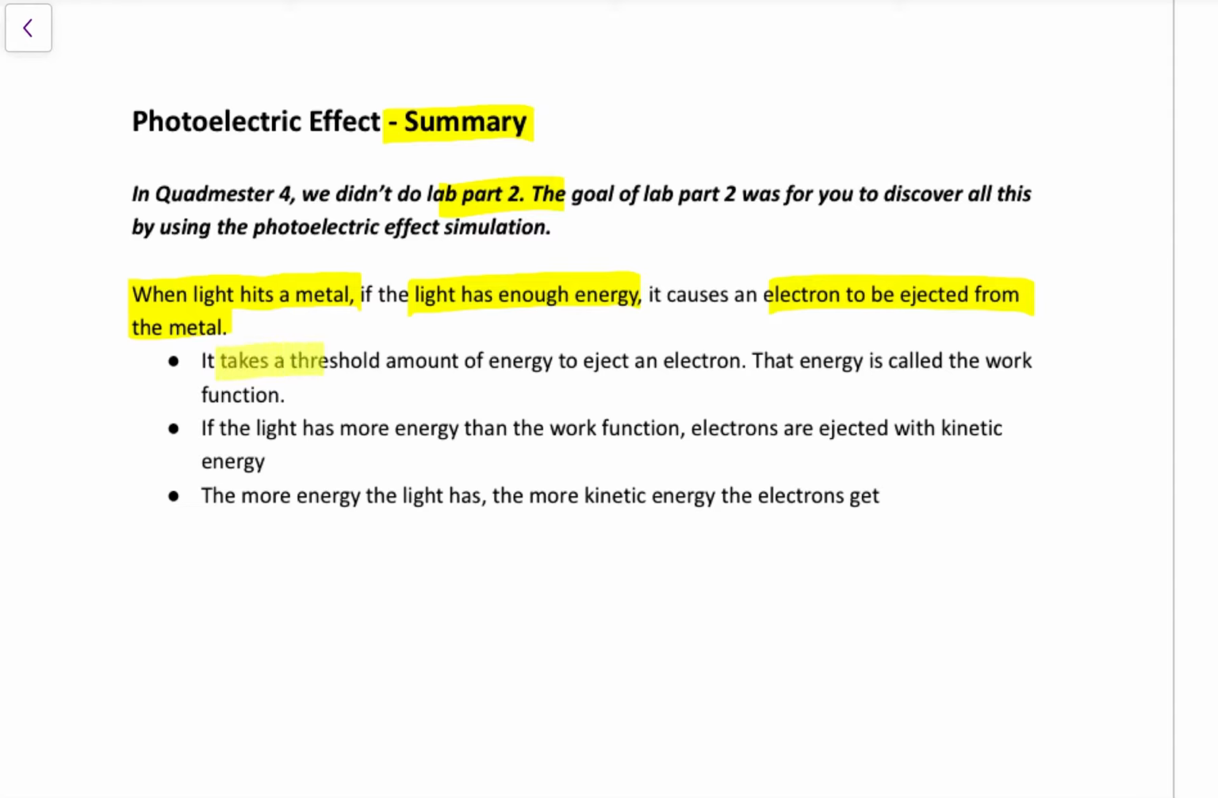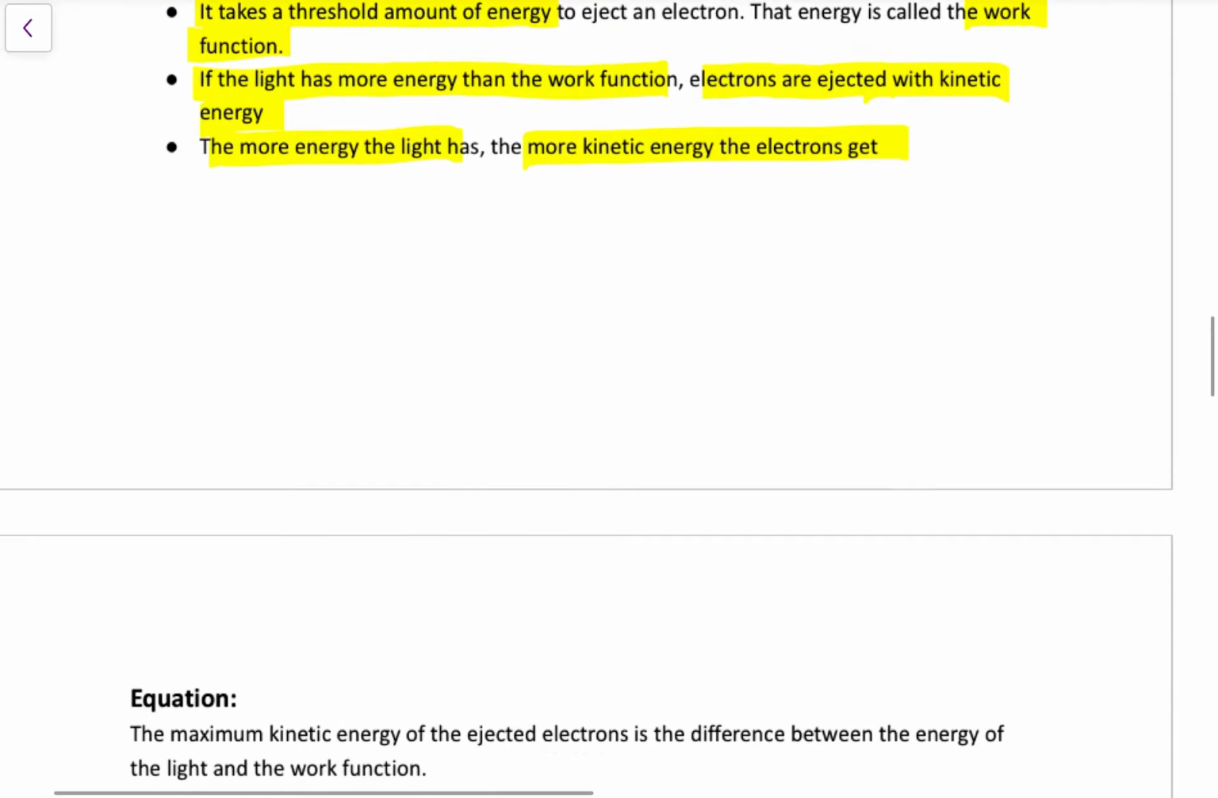It takes that certain amount of threshold energy to eject the electron, and that amount of energy is called the work function. If you wanted to know it, you could get it by figuring out the longest wavelength that doesn't emit an electron, then using Planck's law to figure out the energy associated with that wavelength. If the light has more energy than the work function, then electrons are ejected with kinetic energy. The more energy that light has, the more kinetic energy the electrons get.